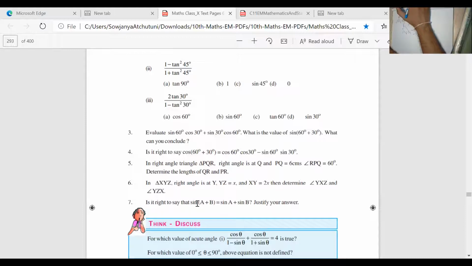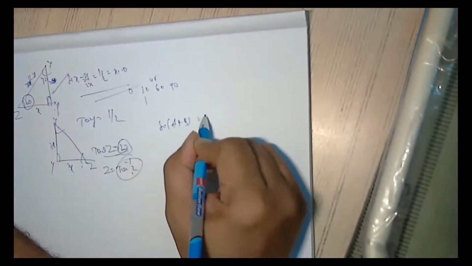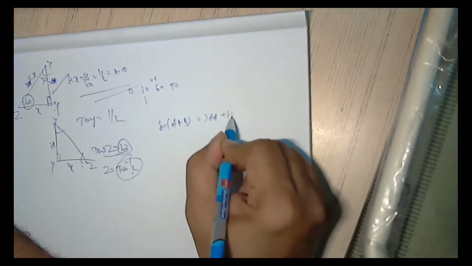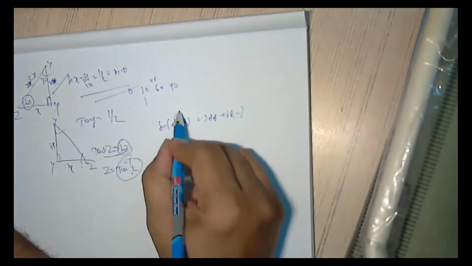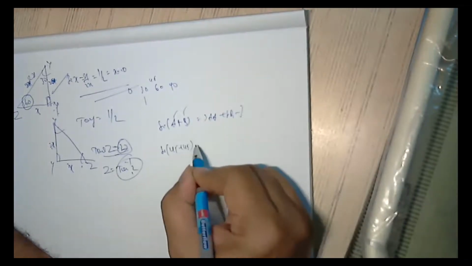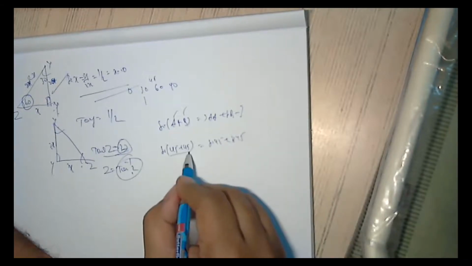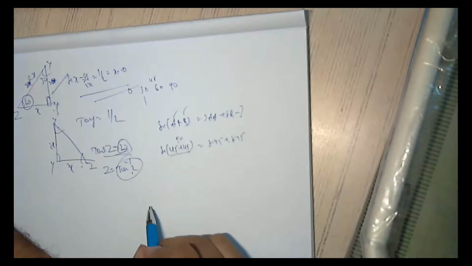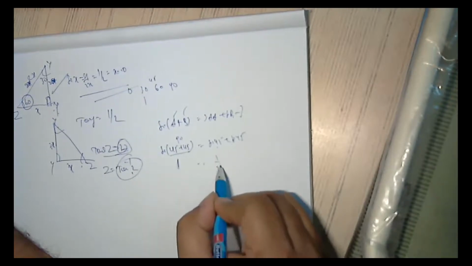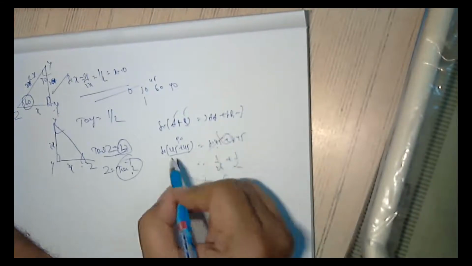Now, is it right to say sin of A plus B is equal to sin A plus sin B? Let us check this. Is it true or false? Let's put both as 45. So sin of 45 plus 45 is equal to sin 45 plus sin 45. So 45 plus 45 is 90. Sin 90 is 1, but this is 1 by root 2 plus 1 by root 2, that is root 2. So they are not the same.